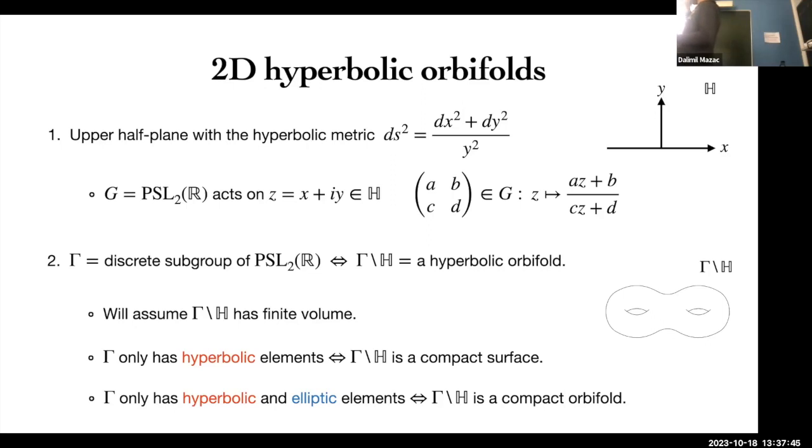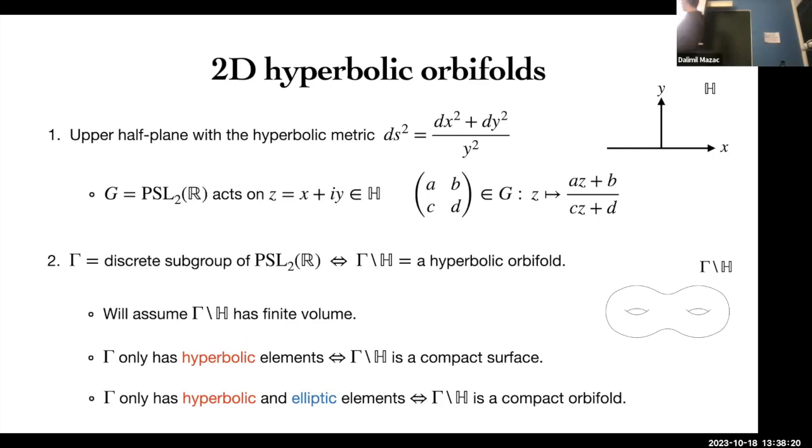Now, if you want to build a hyperbolic surface, a surface with a metric of constant negative curvature -1, such as this one, you just need to take a discrete subgroup of PSL2R. So gamma is a discrete subgroup of PSL2R, and then the quotient of the upper half plane by that group gives you a surface or an orbifold. There are some technical assumptions here. I'm going to assume that the quotient has a finite volume. So, this thing doesn't have a finite volume.